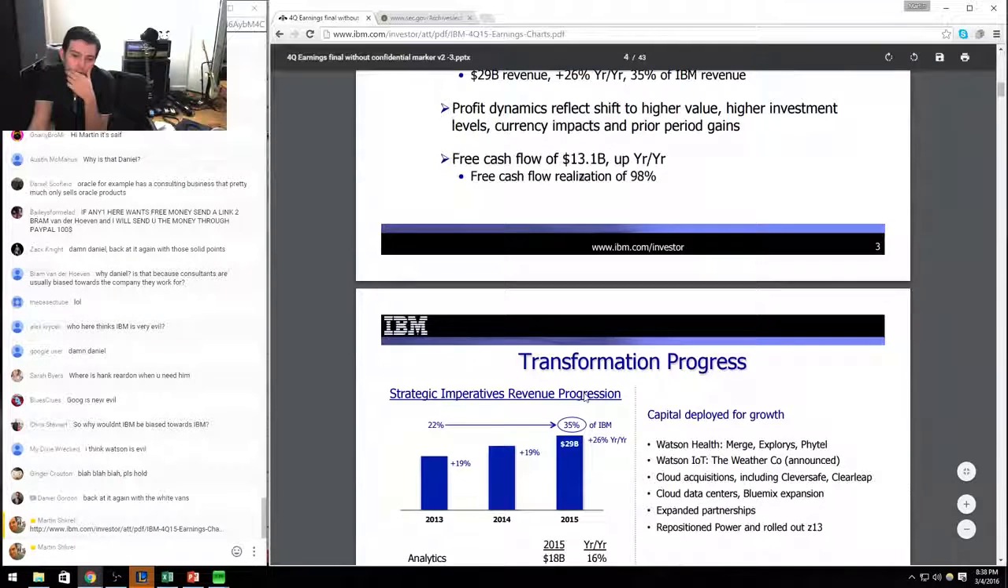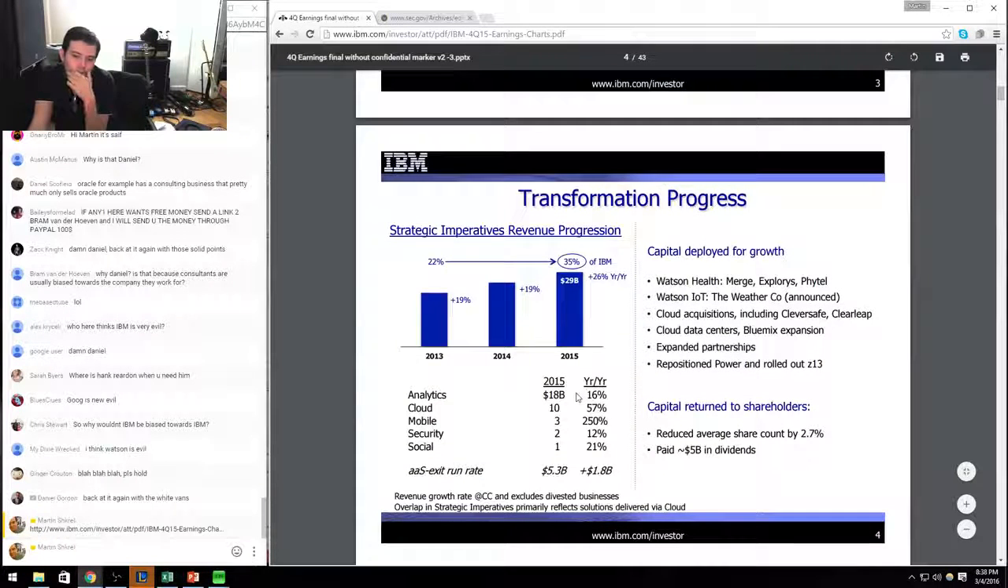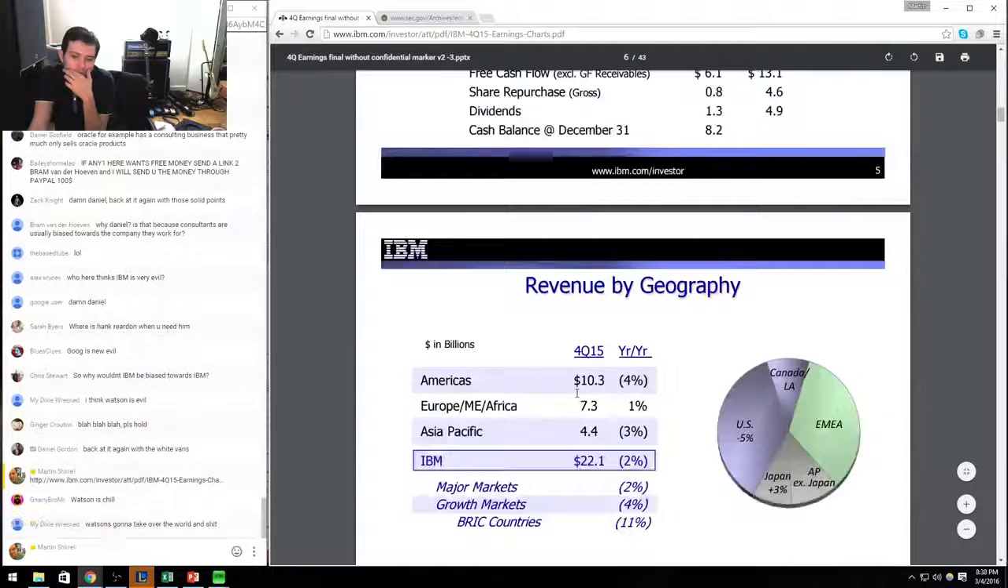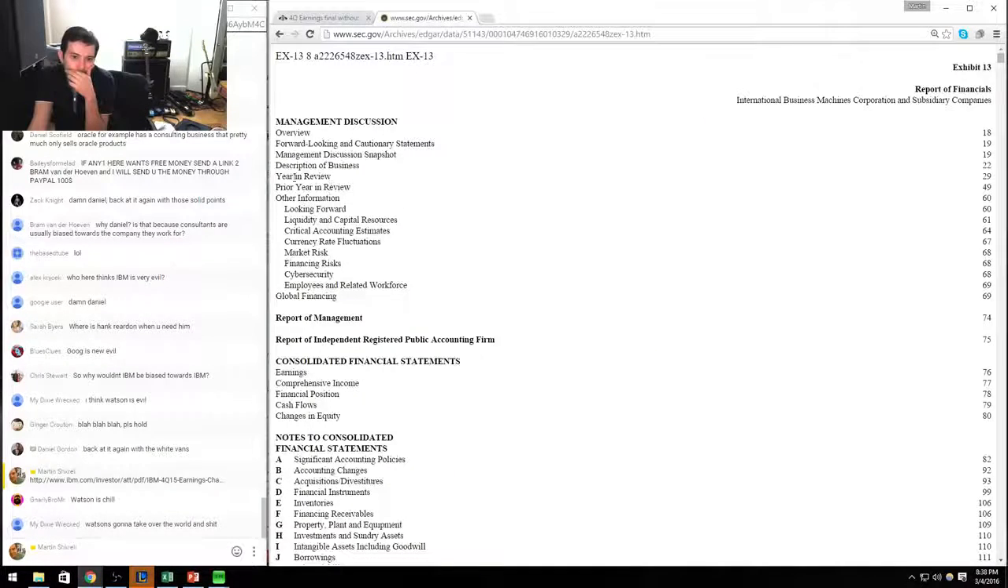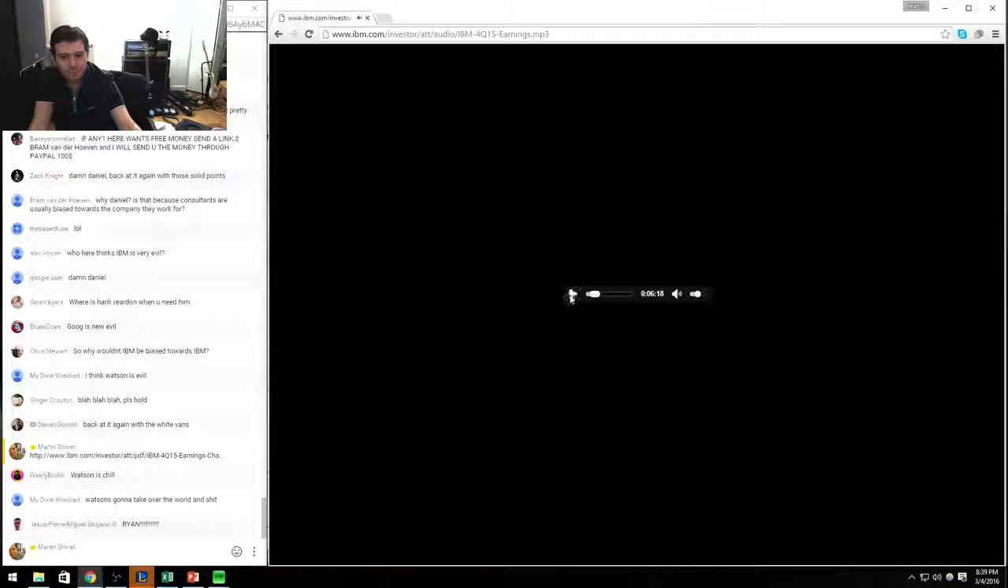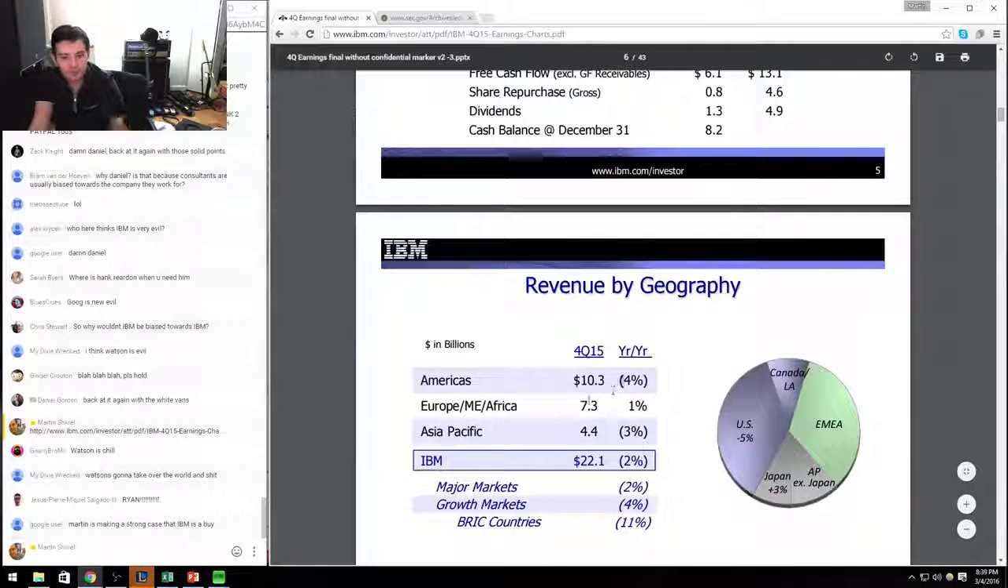And while we're investing in capabilities for the future, we're also returning significant value to shareholders. We paid out nearly $5 billion in dividends, and we reduced our average share count by 2.7%. So we got a lot done in 2015. It's about 50% non-US. Our revenue for the year was down 1%. That's why the currency affects it so much. There's so much Europe and Asia business.